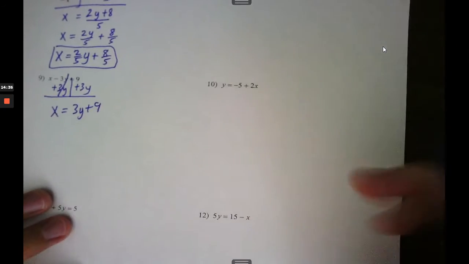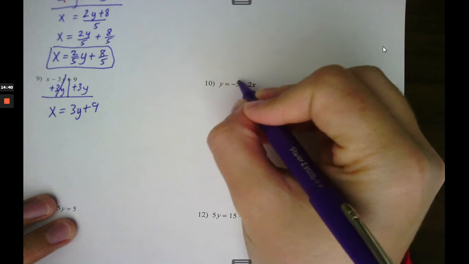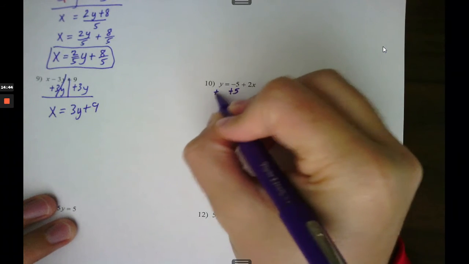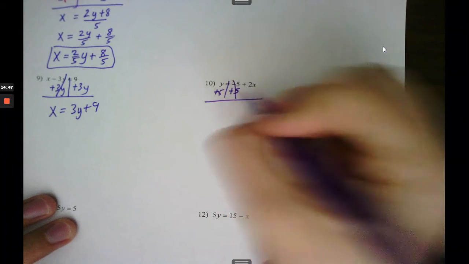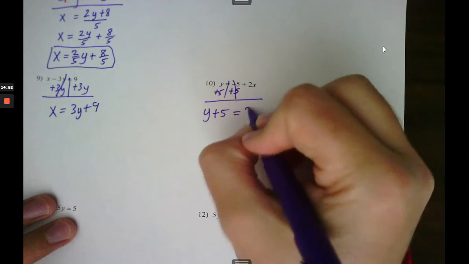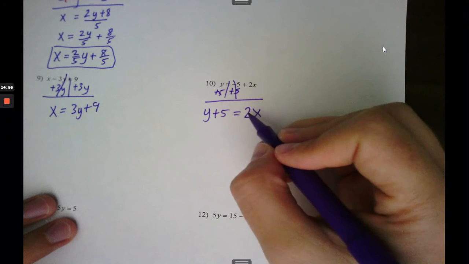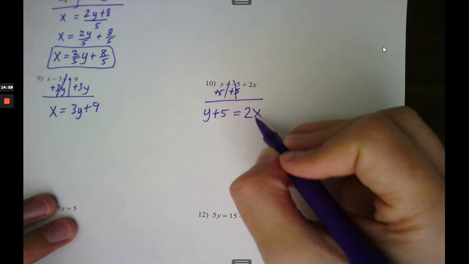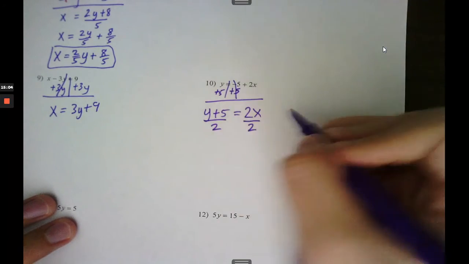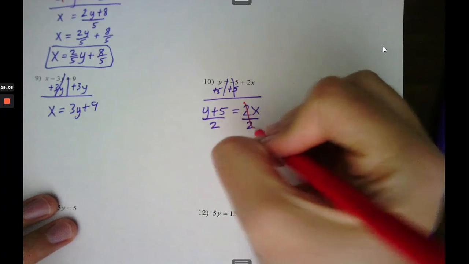Okay. Number 10. I need to get x by itself, so the first thing that's got to go is this minus 5. Okay, so to get rid of that, since it's a separate term, I'm going to add 5. Minus 5 plus 5 cancels out. I get y plus 5 equals 2x. Again, don't forget what you're solving for. We're solving for x, so the 2 needs to go. It's connected by multiplication, so in order to get rid of that, I need to divide both sides by 2. Again, you're dividing the entire side by 2, not just part of it.